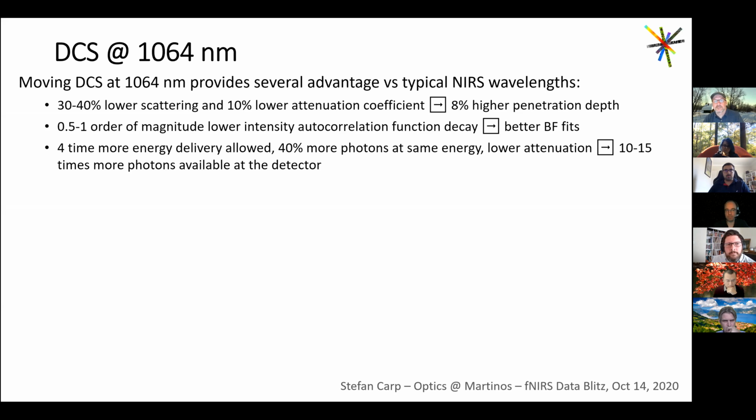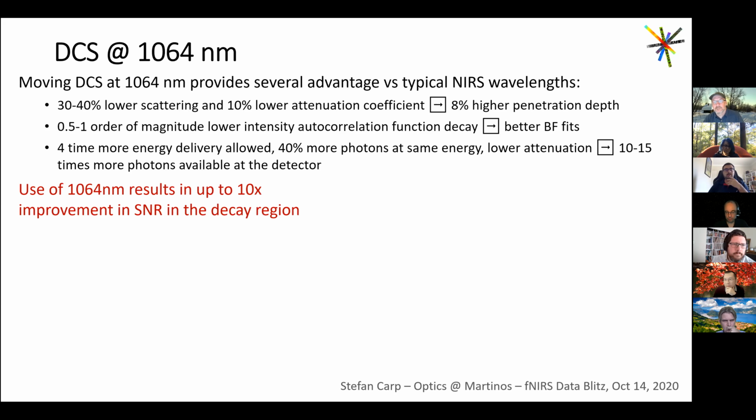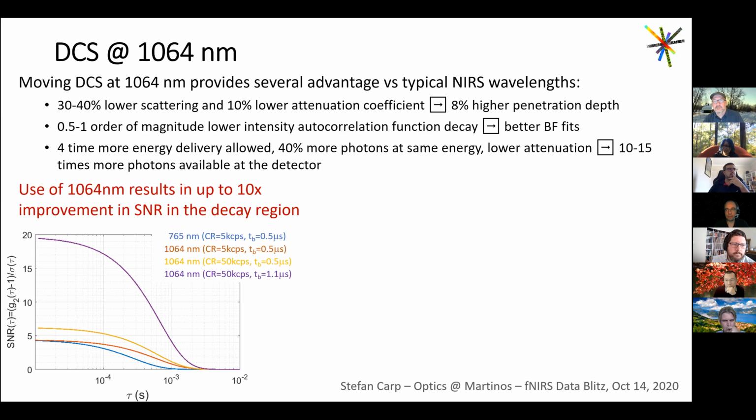So you could have 10 to 15 times more photons compared to measurements at 785 nanometers. So we could have 10 times the signal to noise ratio of measuring the autocorrelation function itself.